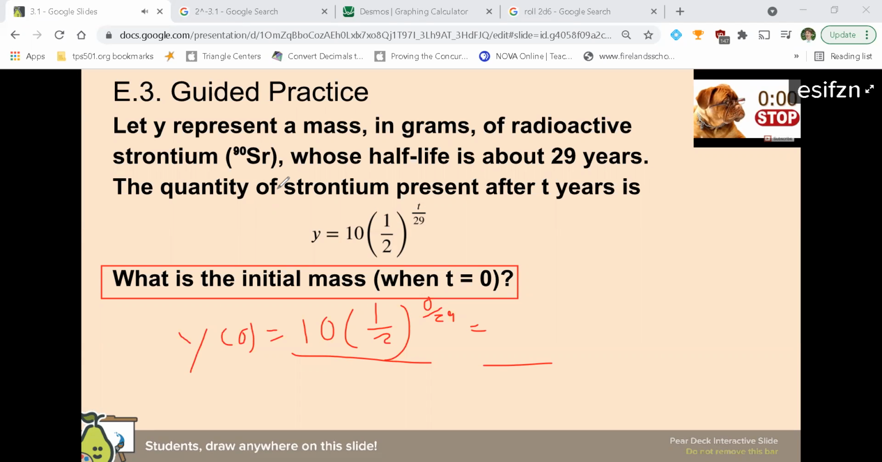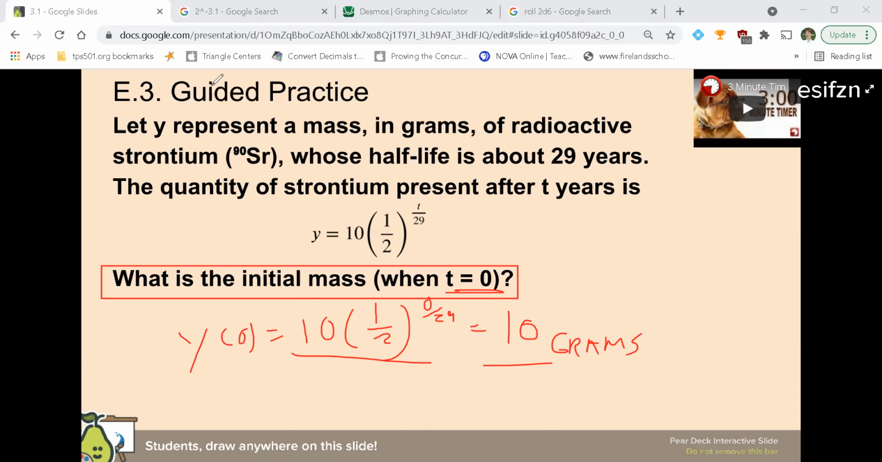The answer was 10 grams. If you plug in 0 for t, which is all this is telling you to do, you don't even need to type that into your calculator. What's a half to the 0 power? 1. What's 10 times 1? It's 10 grams. So don't let that problem on WebAssign spook you.